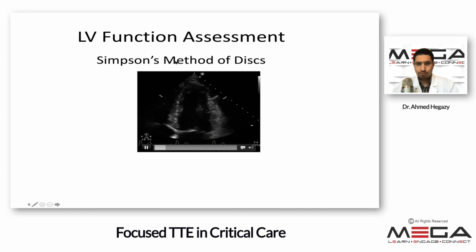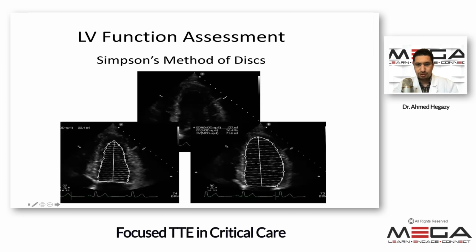For point of care purposes, you don't necessarily need it per se. The way you do a Simpson's method of discs is that you hone in on the left ventricle in the apical four-chamber, and then you pause in diastole and measure out the endocardial borders, and then you pause in systole, measure out the endocardial borders, and then it gives you an ejection fraction here of 56%. This is a single plane method of discs.